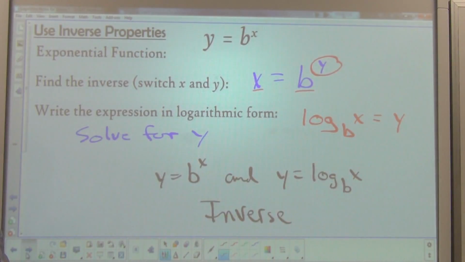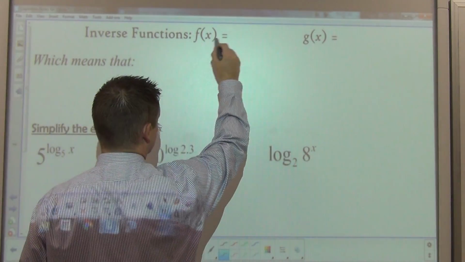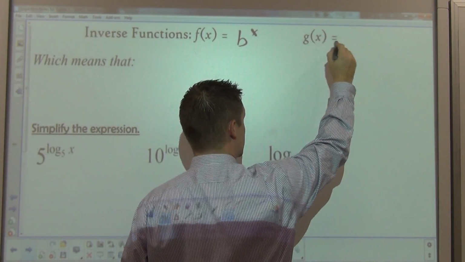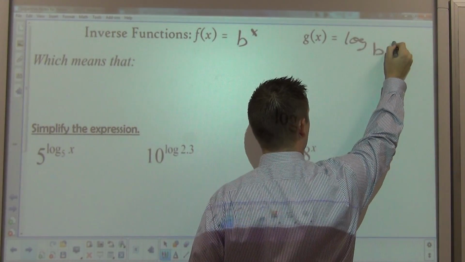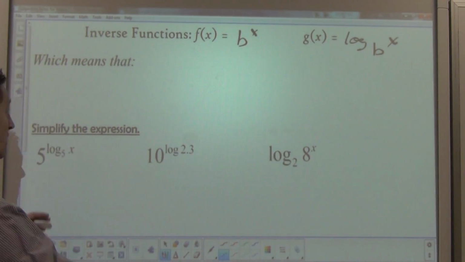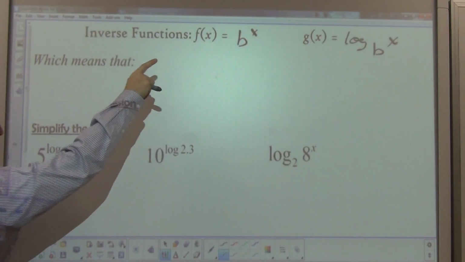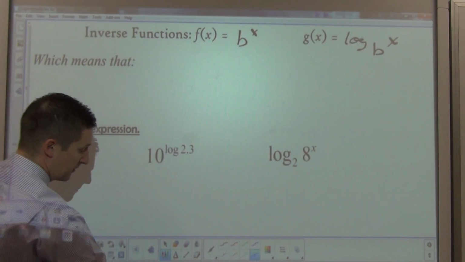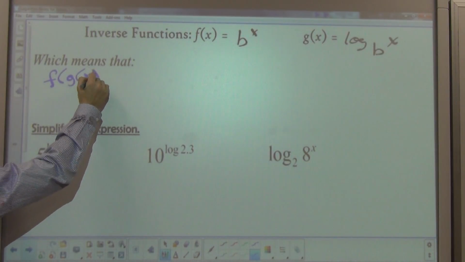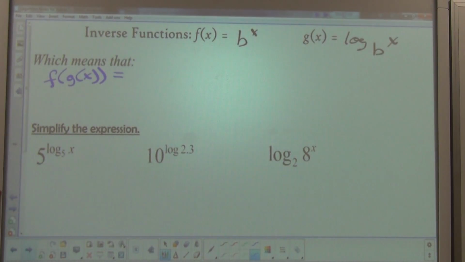Keeping that in mind, I'll say that f of x is equal to b to the x power, an exponential expression. And g of x is equal to the log base b of x, a logarithmic expression. By the definition of inverse functions, I should be able to do this. Just remember back when we learned about inverse functions, I told you that this would be important. If I were to look at f of g of x, if I compose two functions that are the inverse of each other, my result is supposed to be x, the identity function.